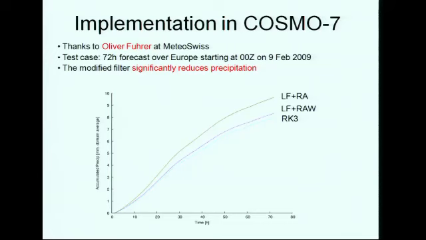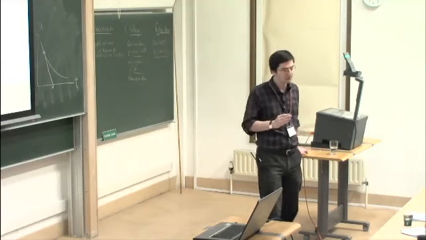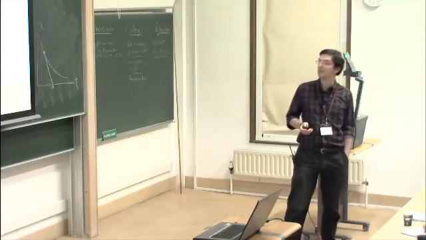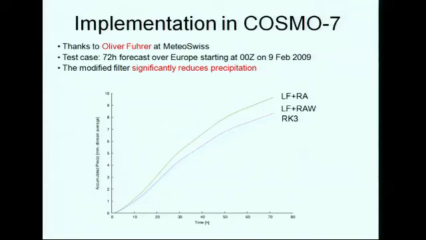Here in Cosmo, which is a European, actually it's a numerical weather prediction model, not a climate model in this case. This is just a case study. It's a single 72-hour forecast, and what's plotted here is accumulated precipitation over those 72 hours, over a certain domain, I forget exactly which, over Europe.